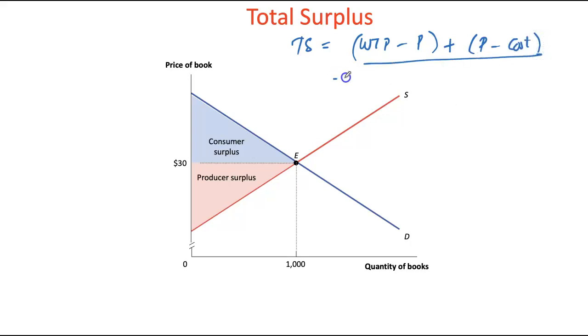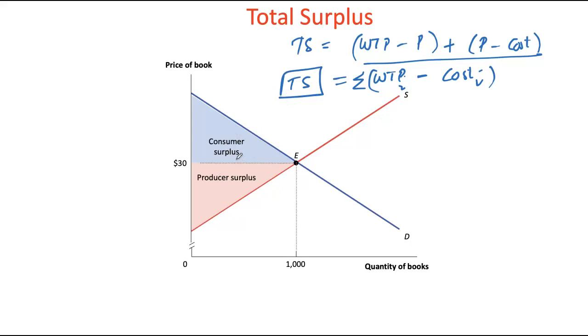Note when I sum these two up, my total surplus is essentially the difference between willingness to pay and the cost for each unit of the textbook exchanged in this market. When we sum it up over all textbooks being sold or exchanged, we get the total surplus in this market, and it's capturing the gains from trade happening in this textbook market.